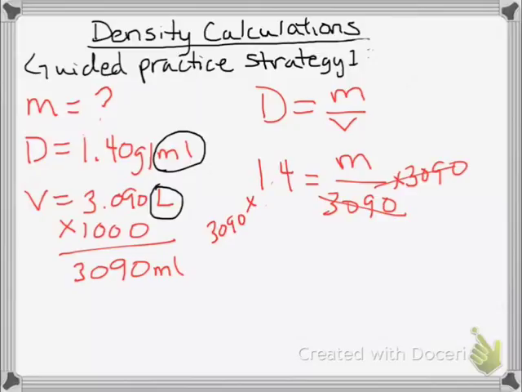Once I do that simple multiplication, it's 4,326 equals the mass. Okay? And mass is always in what unit? Well, right here it says grams, so grams. Alright? So that is our one simple way of solving a density problem.